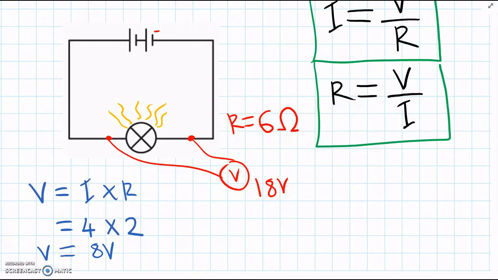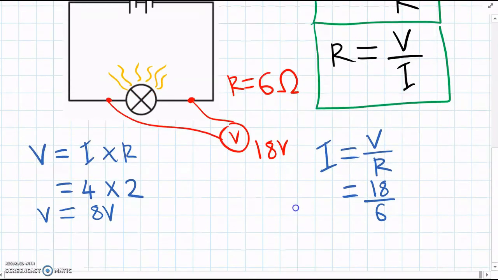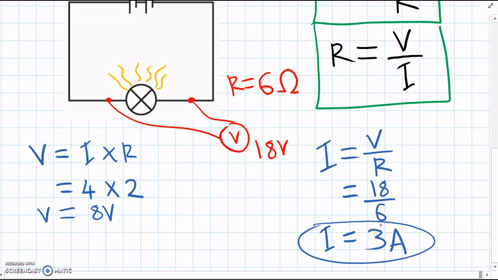So the other version of Ohm's law has I equals voltage divided by resistance. So let's substitute in the values that we know. Voltage is 18 volts divided by resistance, which is 6 ohms. So 18 divided by 6, that's 3. So we just discovered that the current, or I, must be 3 amps in this second example.